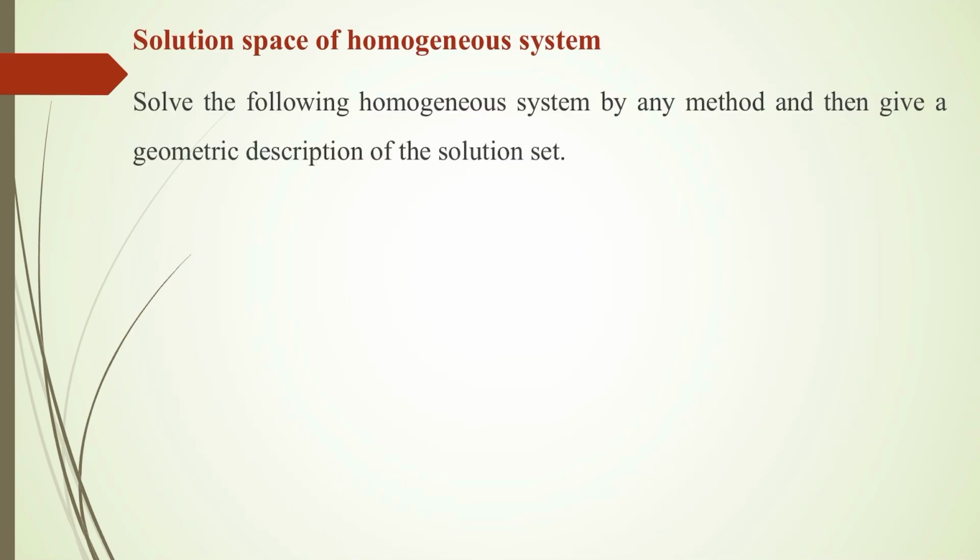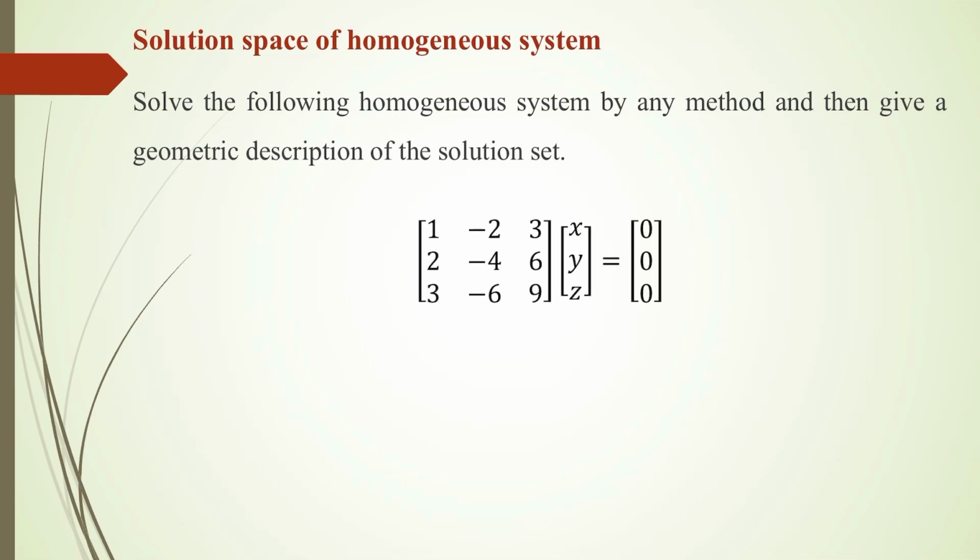We will see one more example, one more problem. Solve the following homogeneous system by any method and then give a geometric description of the solution set. And we have been given a homogeneous system like this: 1 minus 2 3, 2 minus 4 6, 3 minus 6 9 times x y z equal to 0.